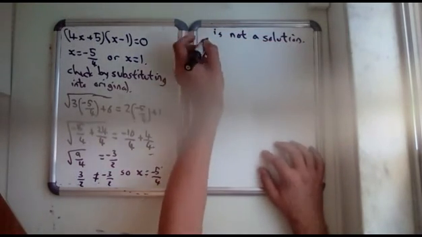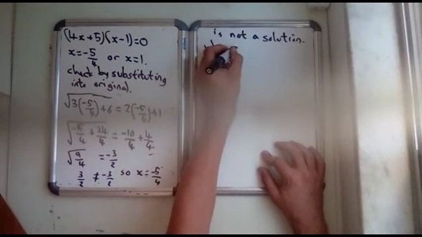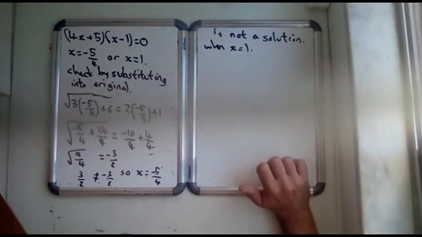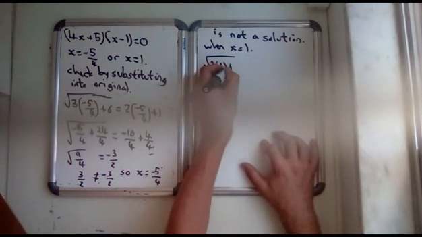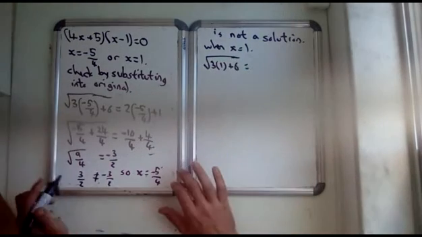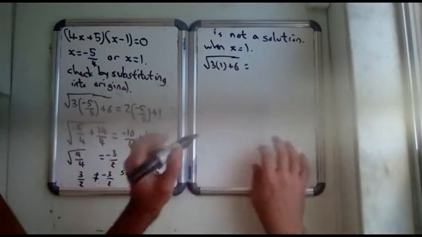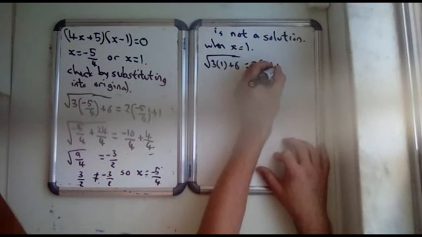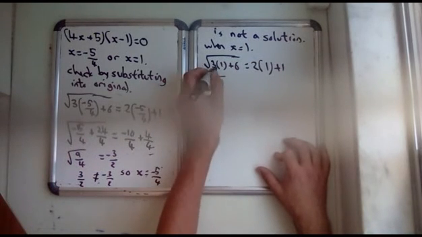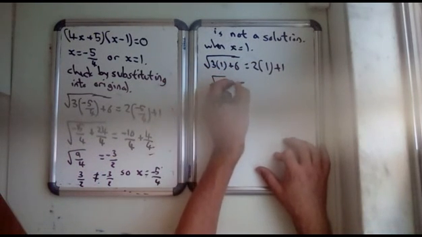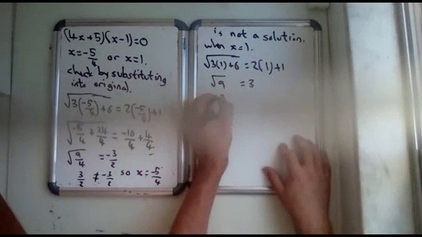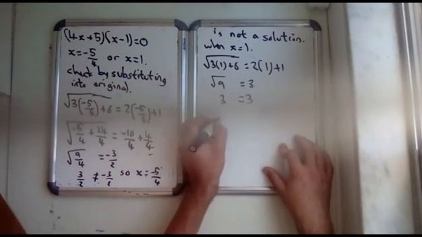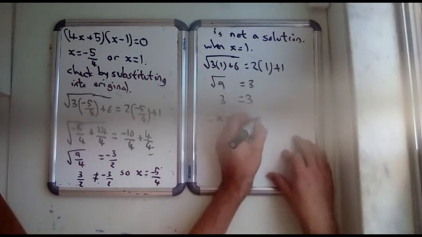We do the same for when x equals 1. So the square root of 3x plus 6, so 3 times 1 plus 6. Does that equal 2x plus 1, so 2 times 1 plus 1? So does the square root of 3 times 1 plus 6, which is 9, equal 3? Well, yes. I've just told you we're only considering positive values, so 3 equals 3. So x equals 1 is the only solution.